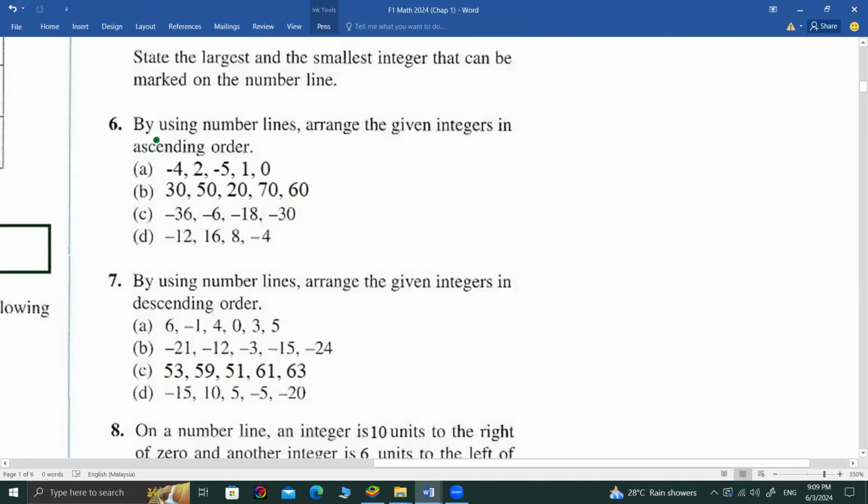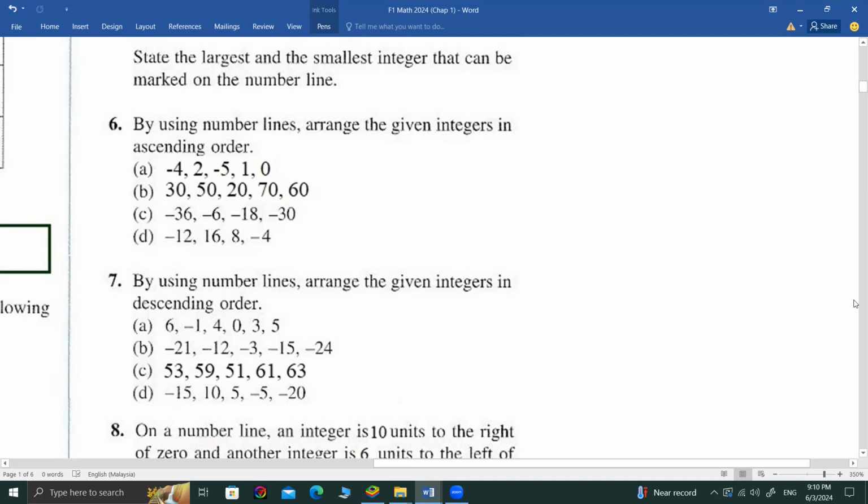Okay, now number 6. By using number line. Sometimes you're asked to use number line, sometimes not. But if you're asked to use number line, you must show how you do the number line. After you get the number line, arrange the given integers in ascending order. What is my ascending order? Small to big. Ascending order 华语叫做顺序, small to big. Descending order means 逆序. Yeah, big to small.